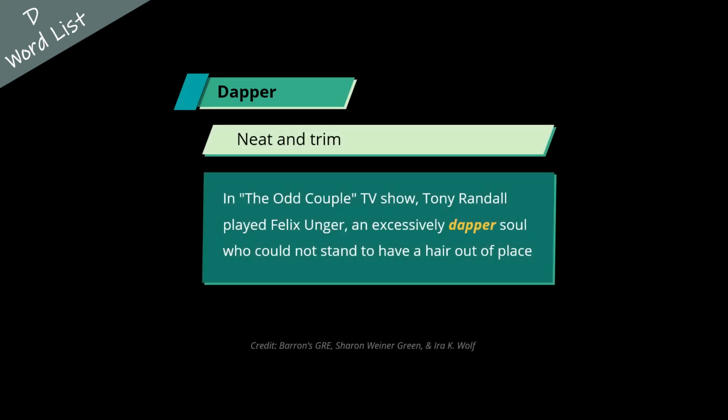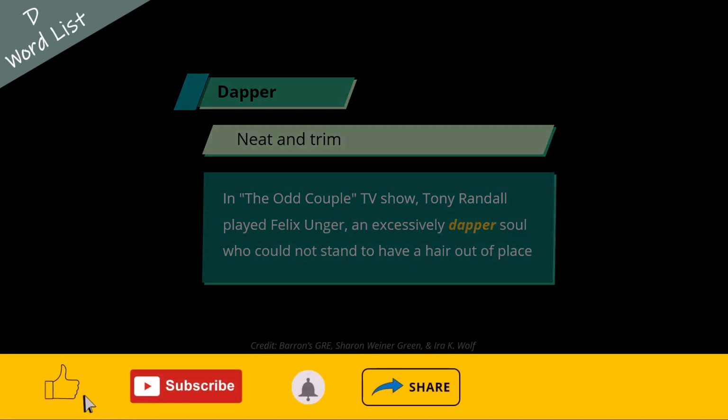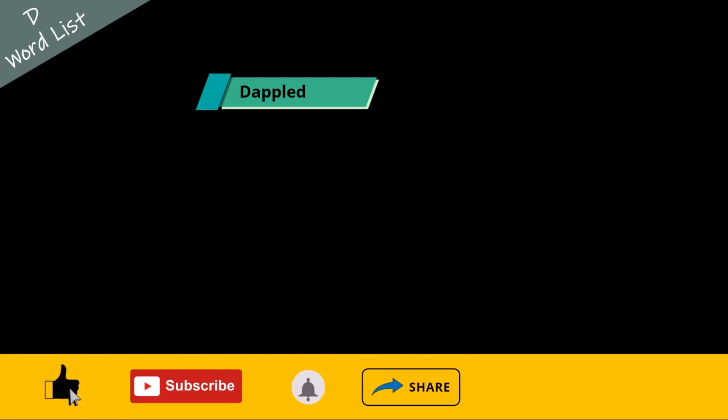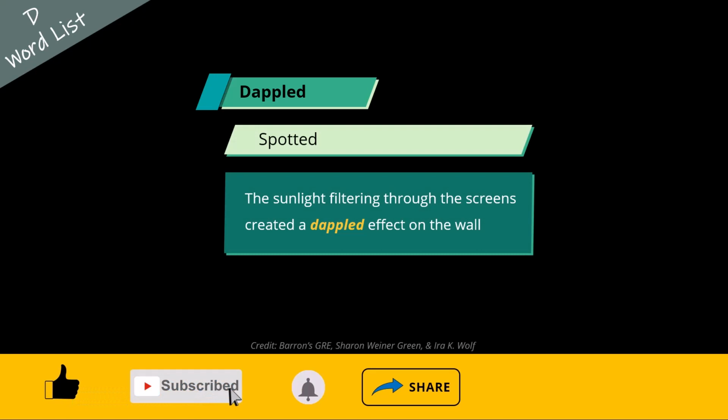Dapper means neat and trim. For example, in The Odd Couple TV show, Tony Randall played Felix Unger, an excessively dapper soul who could not stand to have a hair out of place. Dappled means spotted. For example, the sunlight filtering through the screens created a dappled effect on the wall.